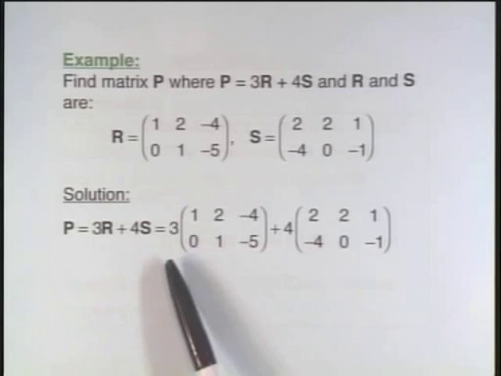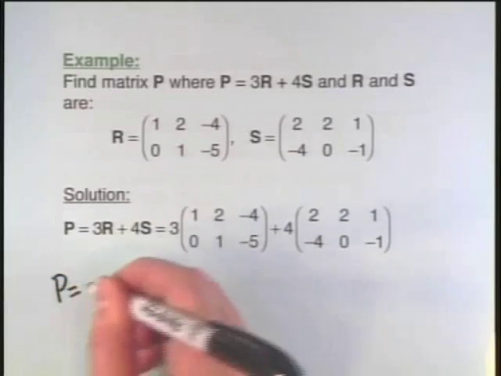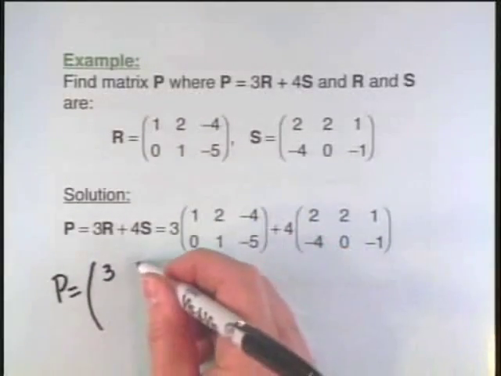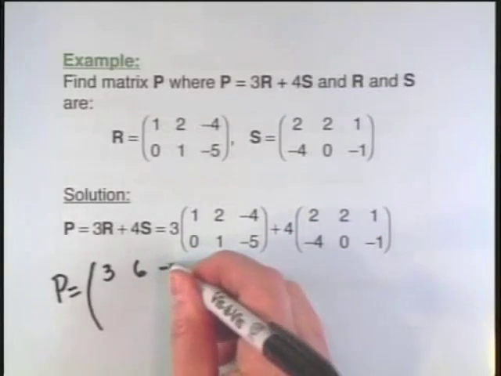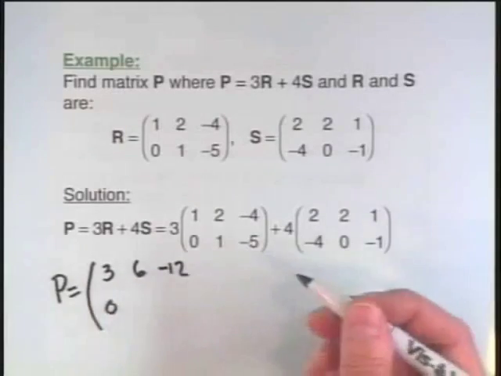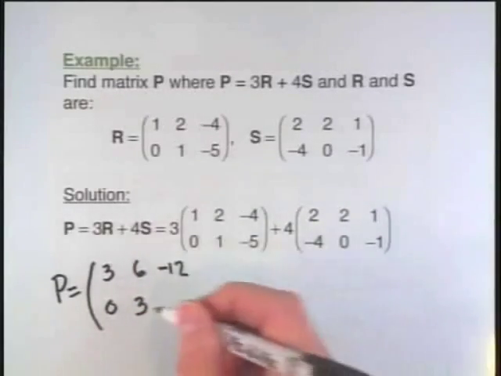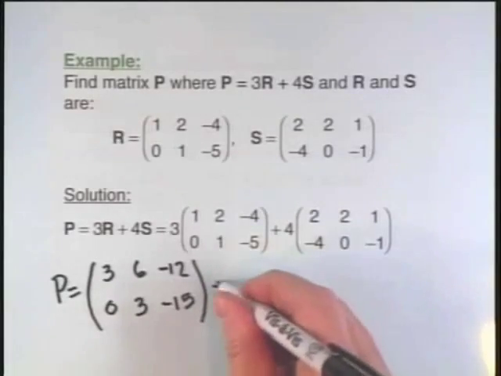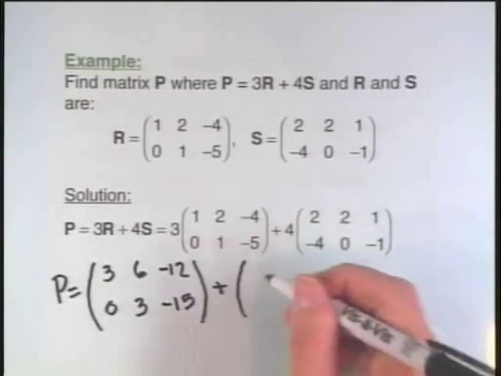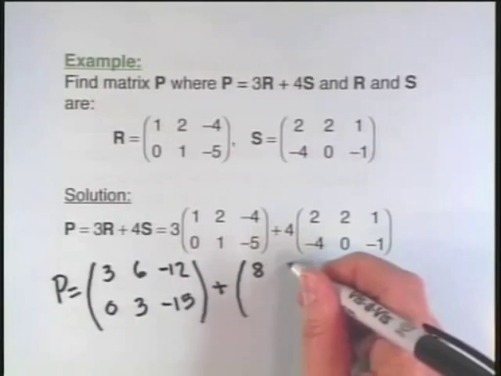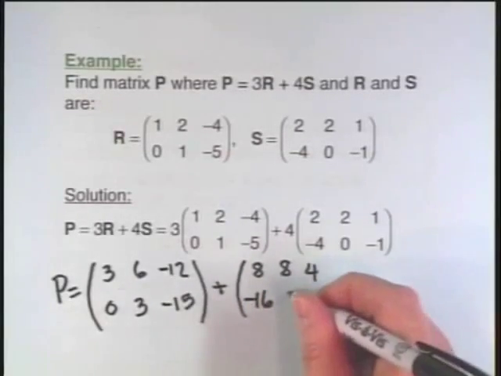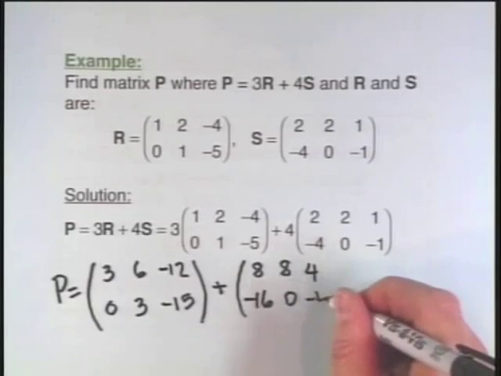So P is equal to 3 times matrix R plus 4 times matrix S. 3 times 1 is 3, 3 times 2 is 6, 3 times negative 4 is negative 12, and 3 times 0 is 0, 3 times 1 is 3, 3 times negative 5 is negative 15, which gives us the values of 3 times R. Plus, for 4 times S, we have 4 times 2 is 8, 4 times 2 is 8, 4 times 1 is 4, 4 times negative 4 is negative 16, 4 times 0 is 0, 4 times negative 1 is negative 4.